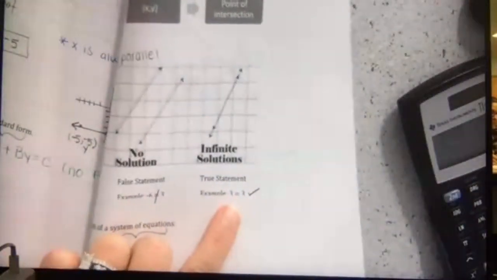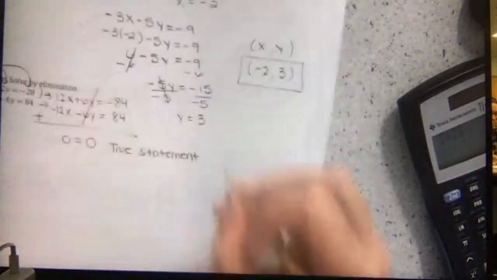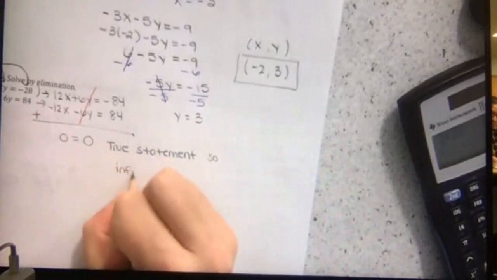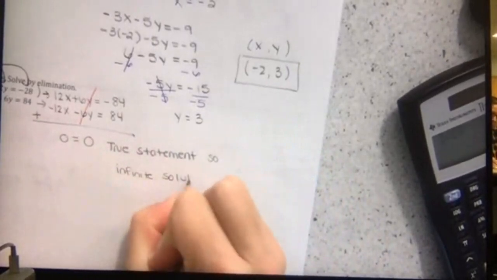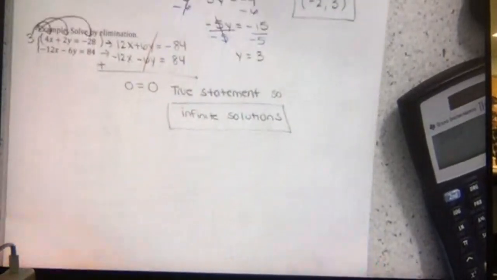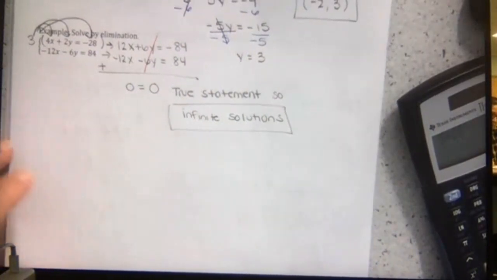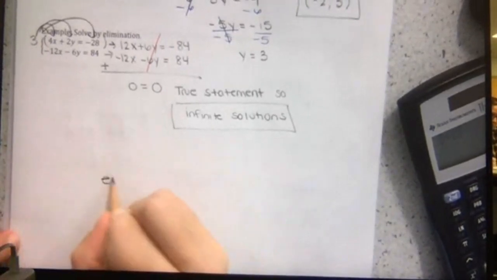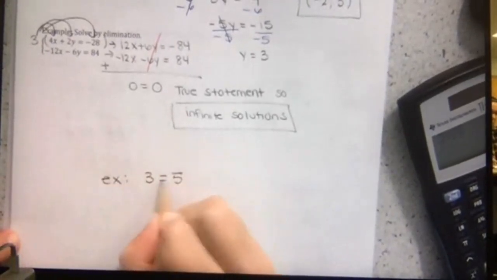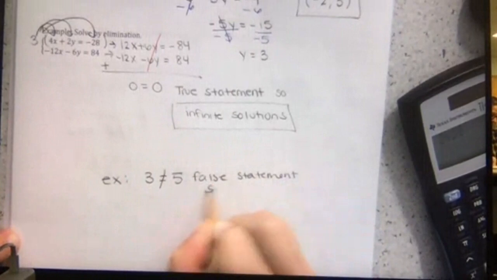So remember whenever we went back to that first page, if we said it was a true statement, like 3 equals 3 or 0 equals 0, our answer was infinite solutions. So our answer is going to be infinite solutions. On the homework, it'll give you the option of multiple choice, where the first choice you could plug in a point, second choice would be no solution, third choice would be infinite solutions. Remember, if it was a false statement, for example, like 3 equals 5, that's a false statement, so no solution.